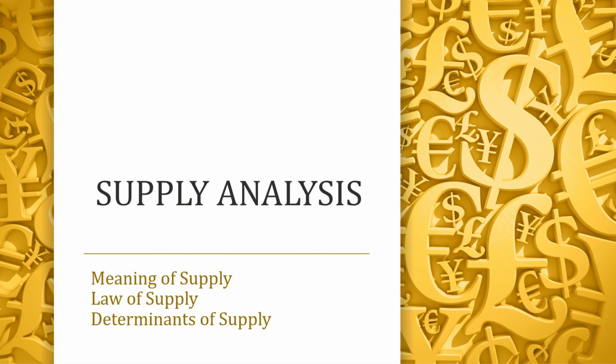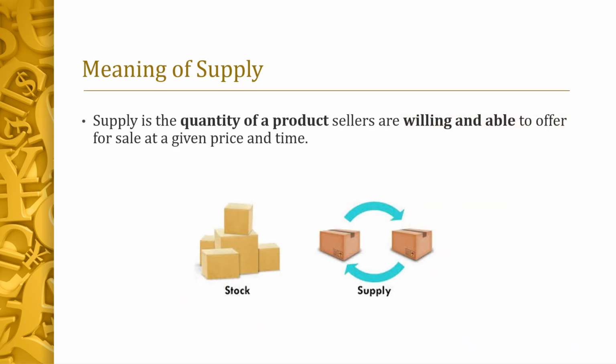Alright, now let's come on to the second part of this unit, that is supply. So let's understand what is supply analysis, or what is the meaning of supply. Supply is the quantity of goods producers are willing and able to sell at various prices. So a higher price usually encourages suppliers to produce more.